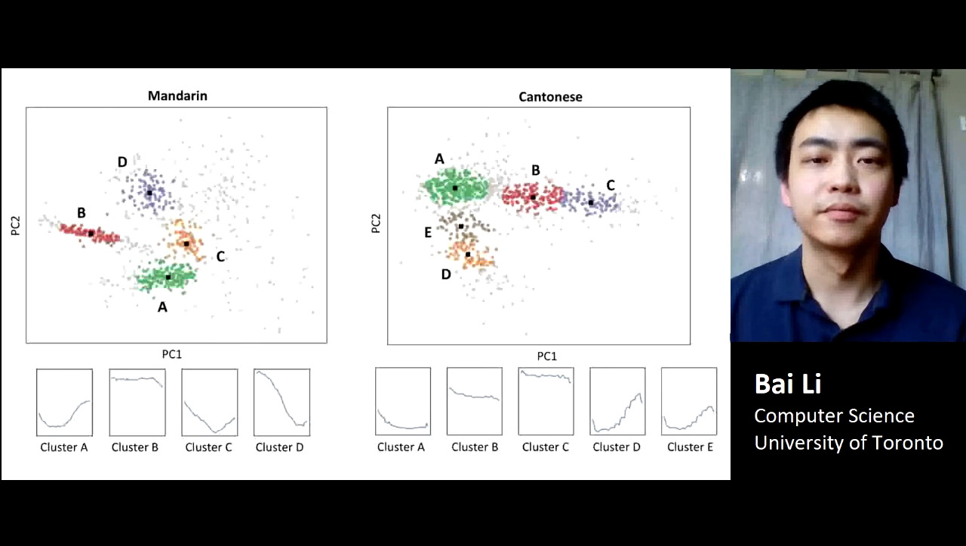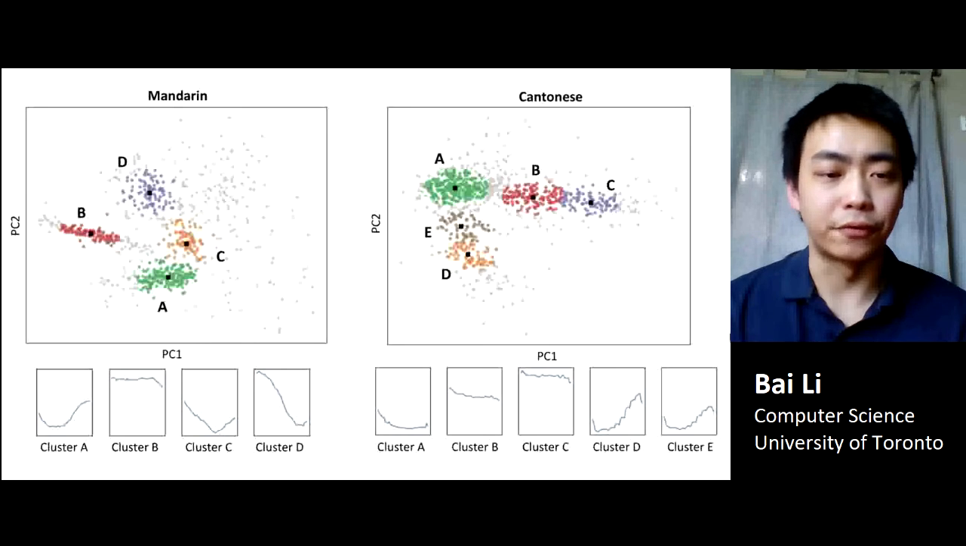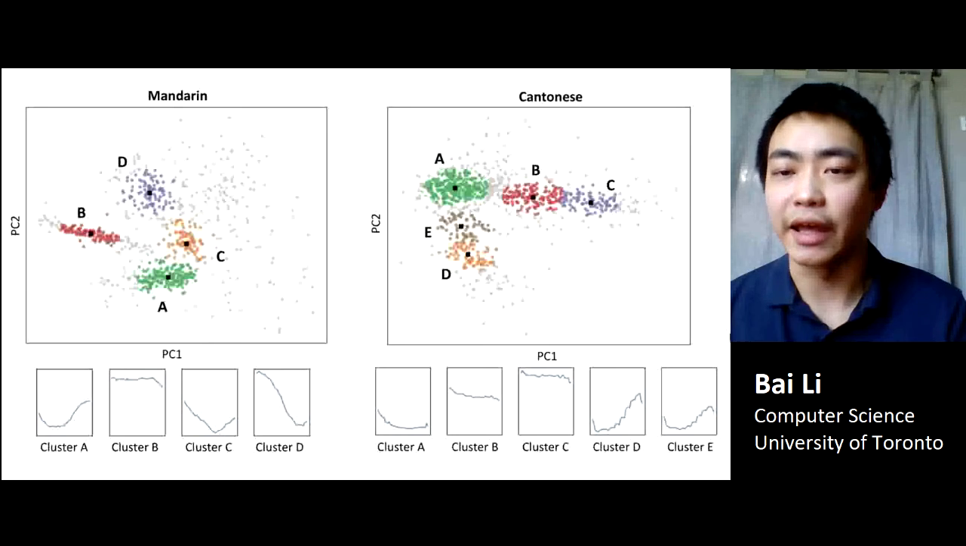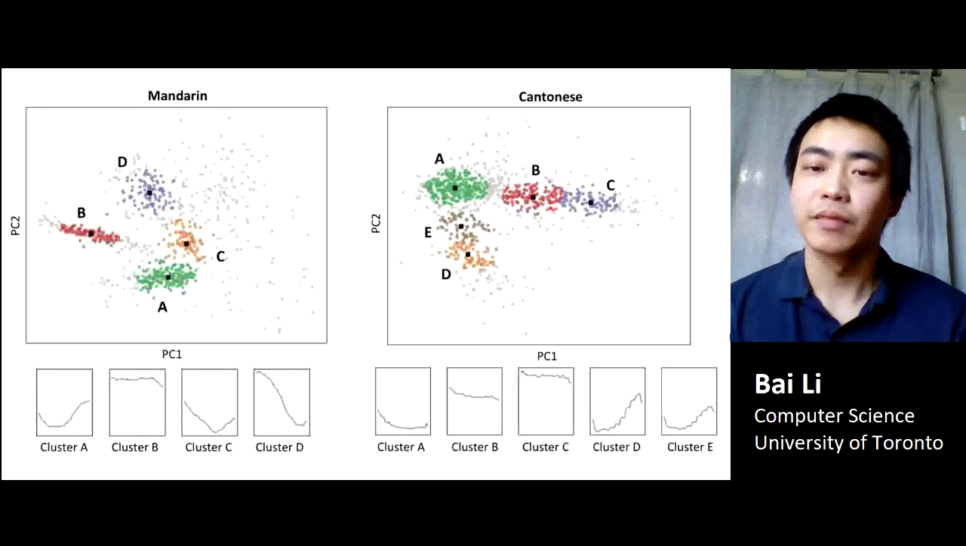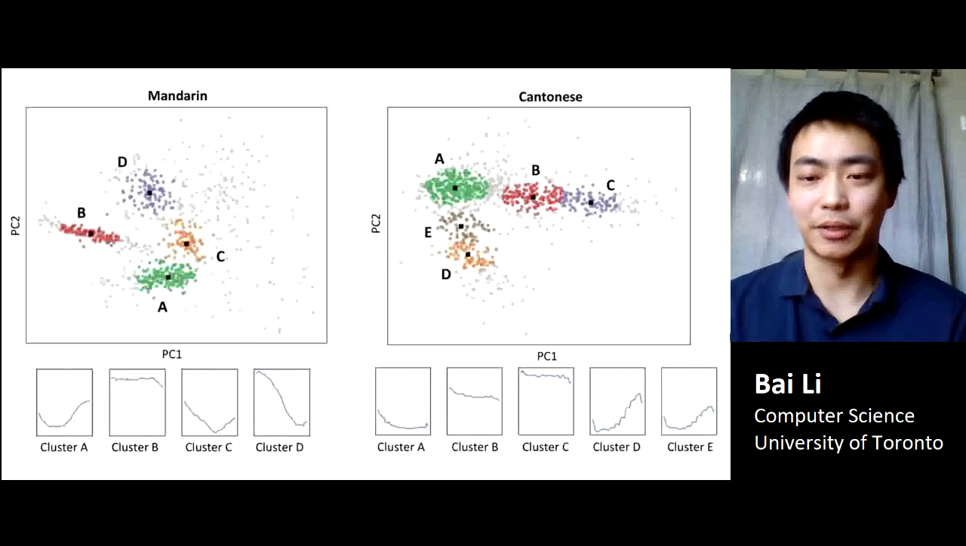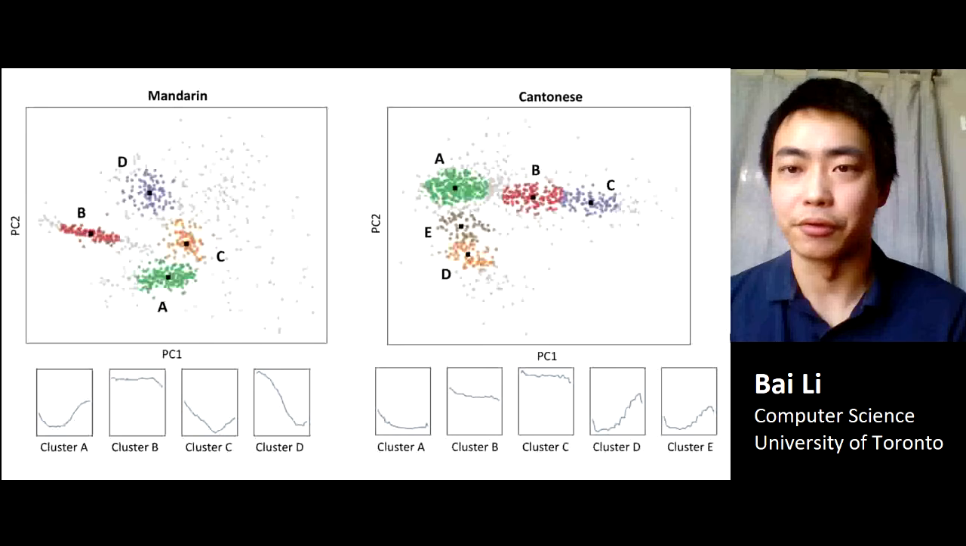So here are the results. On the left-hand side, we have Mandarin, and it generates 4 clusters with pitches that are pretty similar to the 4 tones in Mandarin. On the right-hand side, we have Cantonese, and the 5 clusters that are generated are not quite the number it's supposed to be. In Cantonese, there are supposed to be between 6 and 8 tones, but we give an analysis of how these clusters correspond to the ground truth in Cantonese.